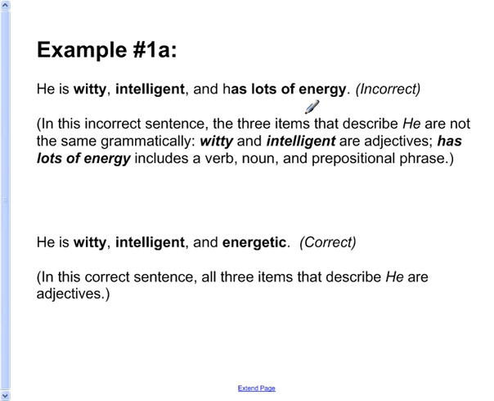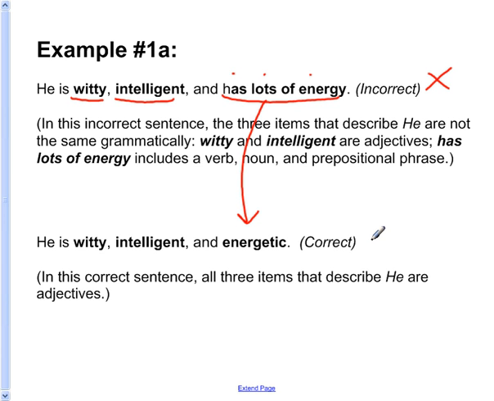Let's look at a few examples. First, he is witty, intelligent, and has lots of energy. Witty is an adjective. Intelligent is an adjective. And has lots of energy includes a verb, a noun, and a prepositional phrase. This list is out of parallel. The third item does not match the first 2. We would have to change the third item and make it an adjective.